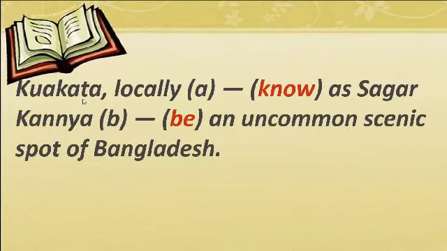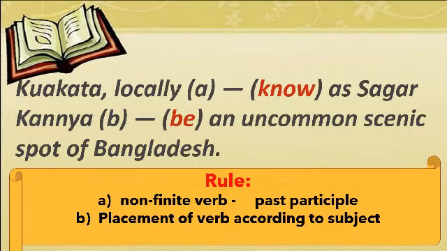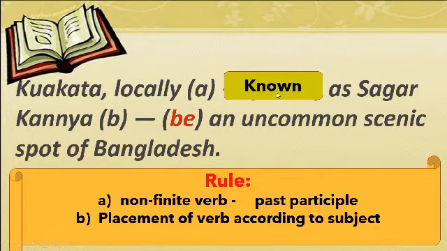And after this word, you can find a comma with more information about Kuakata. But there is no main verb. So within bracket, the verb know is acting like a non-finite verb. And you know, non-finite verbs are infinitives or participle. So within bracket, the verb know can exist as past participle known.